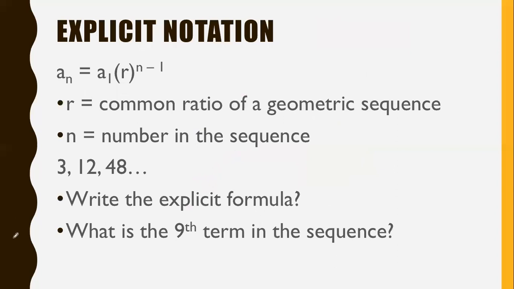So here, 3, 12, 48. This is the same one we just did a minute ago. I'm multiplying times 4. Write the explicit formula. Everyone write it down if I was looking for the 9th term in the sequence.